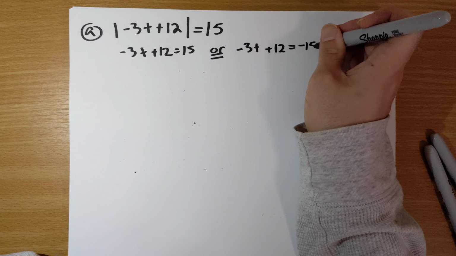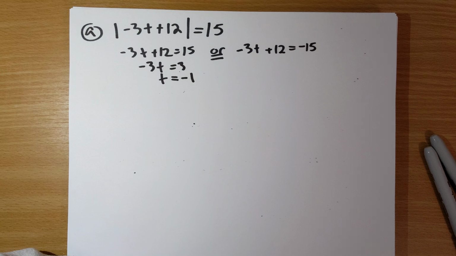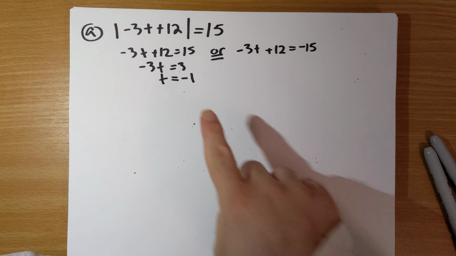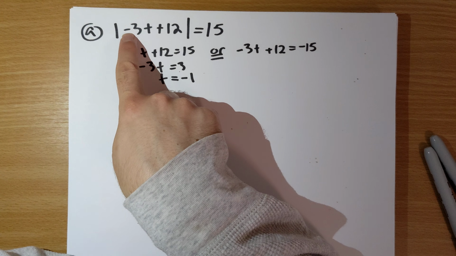So this absolute value equation turns into two separate equations. And so let's solve each one of these in turn. Subtracting 12 from both sides, negative 3t is equal to 3. So t is equal to negative 1. And we see here that we plug in negative 1 up here. Negative 3 times negative 1 is plus 3, plus 12 is 15. The absolute value of 15 is 15.